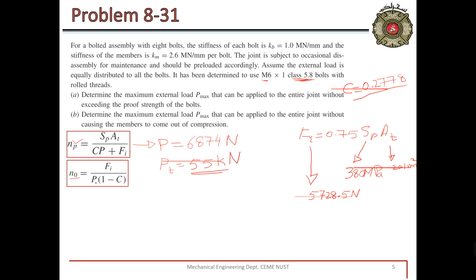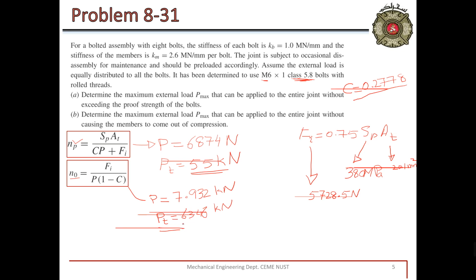Fi will be equal to P into 1 minus C. We have the value of Fi, which is given here. We have the value of C, which is given here. So we can calculate P. From this term, P comes out to be 7.932 kilonewton, and the total load equals 63.46 kilonewton, multiplying it with 8. So this is the maximum load.